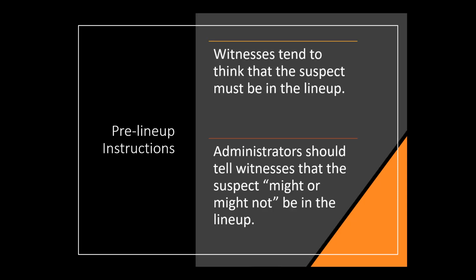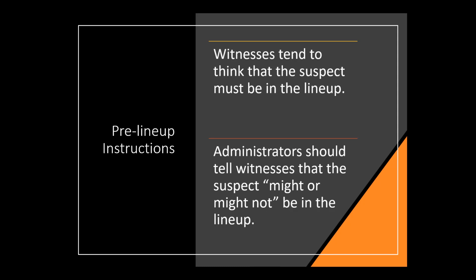Pre-lineup instructions. Witnesses tend to think the suspect must be in the lineup. So one of the things you should tell people is they may or may not be there. One of the interesting controls is to simply show them a lineup with 5 people who can't have committed the crime and see if they say, yeah, it's number 7. Because there you're starting from an empirical base to see how good they are.